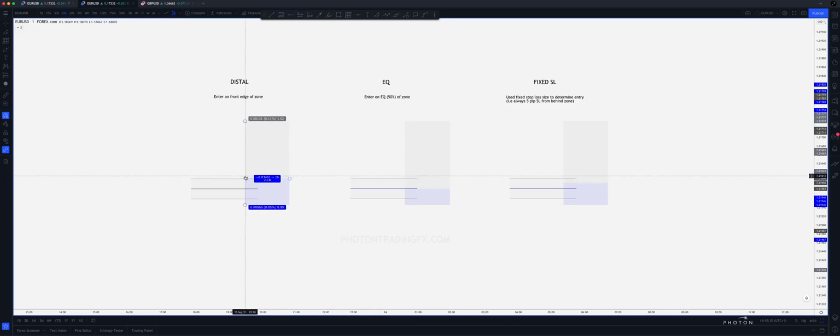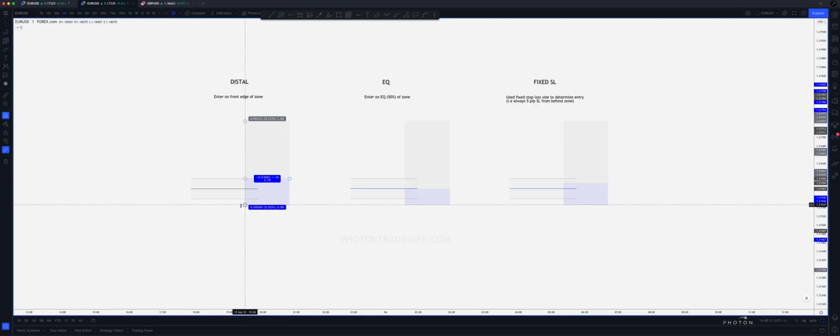So the main one being essentially always entering on the distal. The distal is just essentially the edge of the zone. It's the very front edge of the box, and that is where you can put your entry order. Now, no matter how you enter your trades, stop losses, as I've been saying, they always go behind the zone.